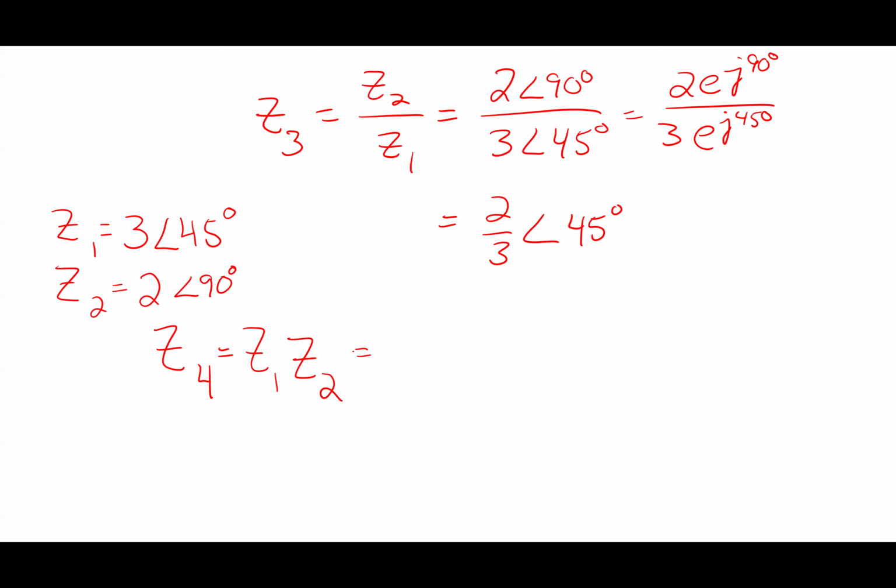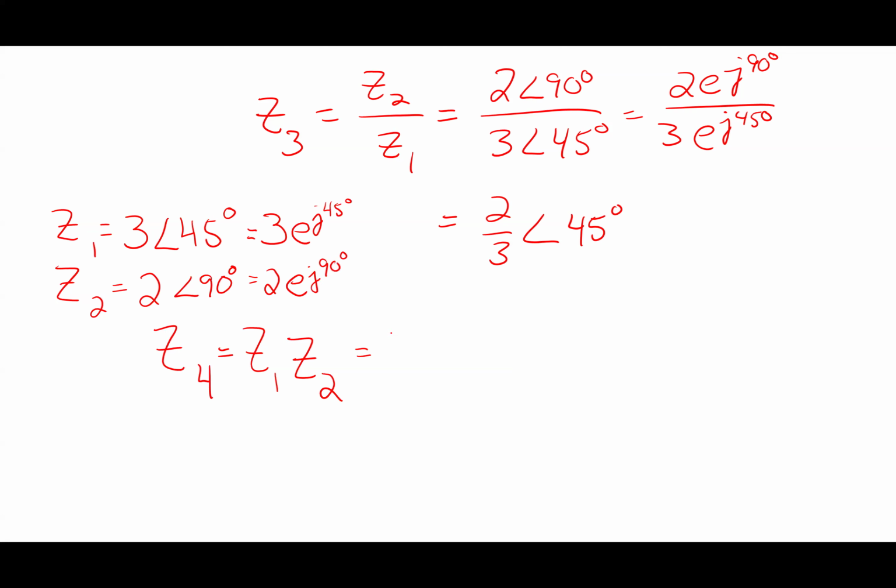So what do I do to get those two guys multiplied together? Multiply the magnitudes, add the angles. And again, I go back to the fact that these are just in Euler's form. Get me to the Euler form. If I have 3 angle 45, that's the same as 3 times e to the what? E to the j 45 degrees. And then for Z2, it's 2 e to the what? E to the j 90.